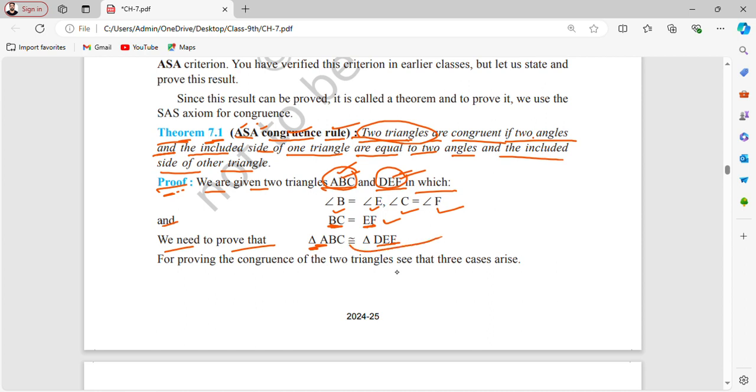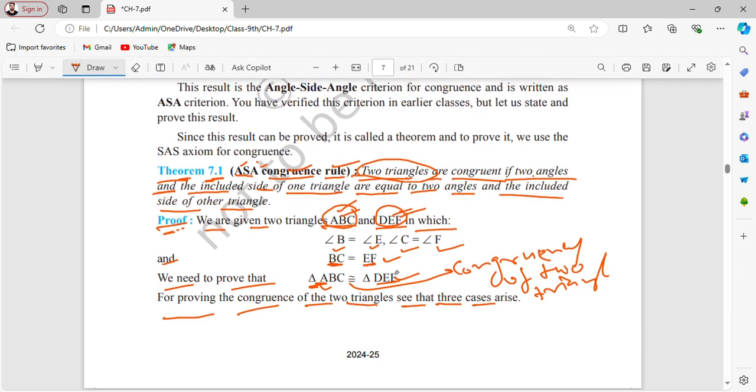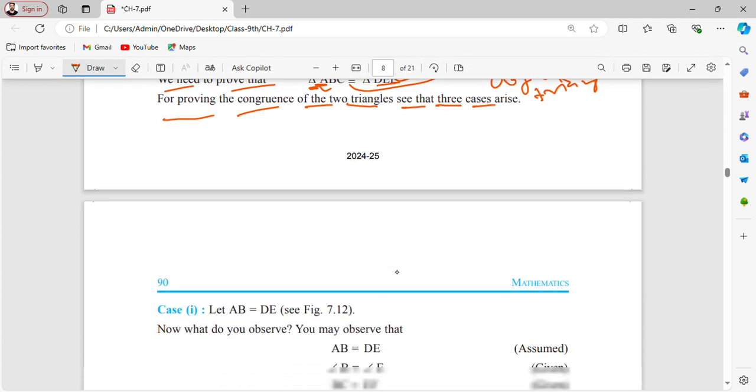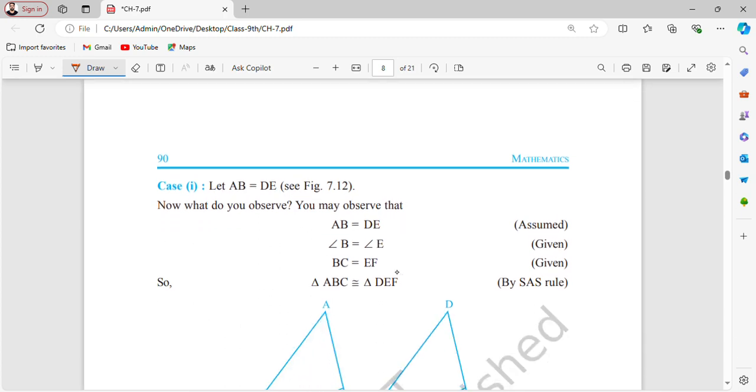Actually, this sign represents the congruency of two triangles. So this is basically a sign to represent the congruency between two triangles. For proving the congruence of two triangles, these cases arise. So let's understand all these cases.